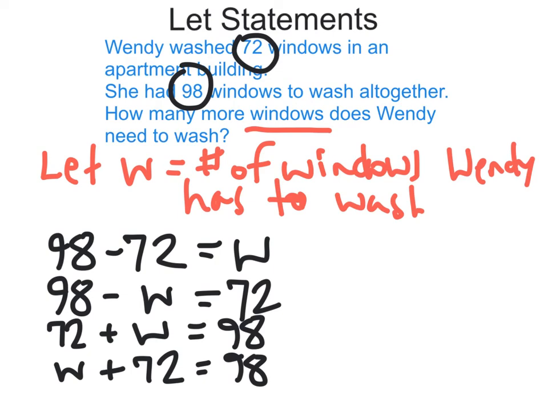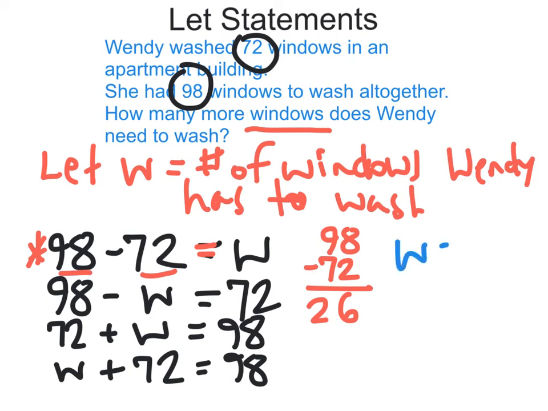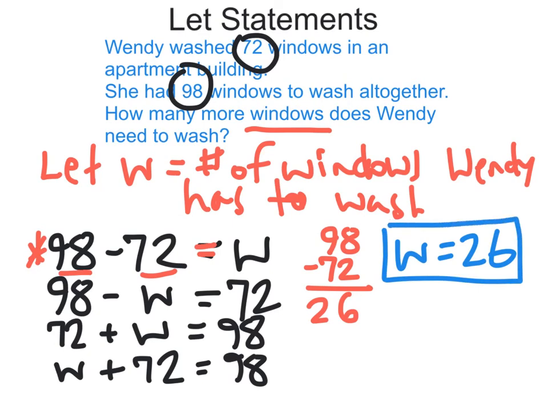Okay, now which one of these do you think I should use? Which one gives me two pieces of information before the equal symbol? This one here. It gives me two pieces of information before the equal symbol. I'm going to use it. 98 minus 72. So I'm going to do some margin work. 98 minus 72 is 26. So my answer is W equals 26. And I put a box around it. Excellent. Now I'll write a sentence for that.